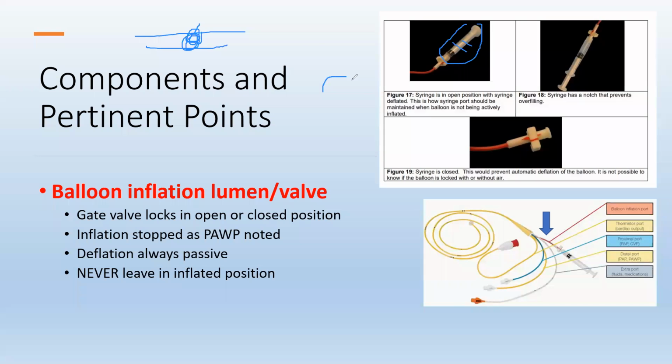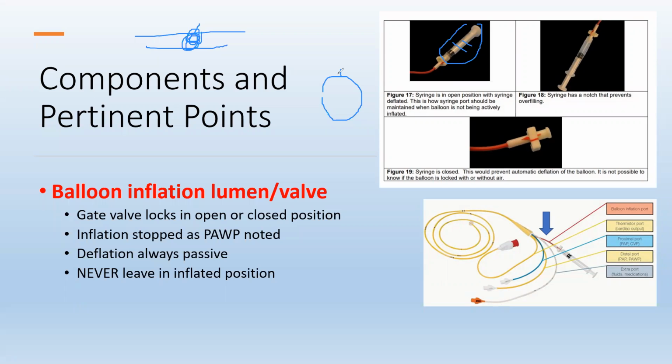Every time you inflate the balloon, actually it's going to weaken. And so we don't want to overdo it. So in addition to not overinflating it, when we deflate this balloon, we should never suck on it with the syringe. We should allow balloon deflation to be passive. Do not pull back on the balloon plunger to deflate.